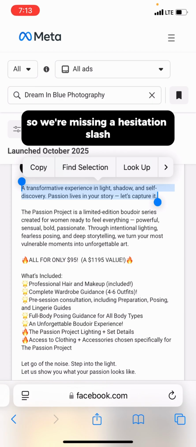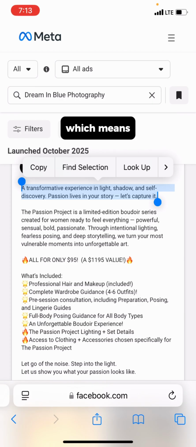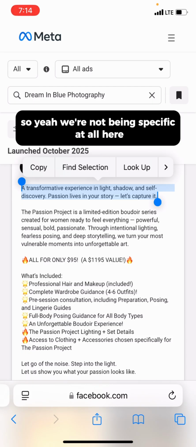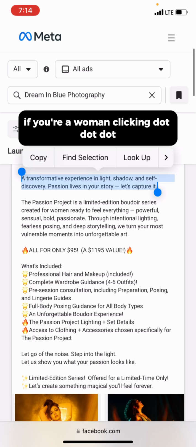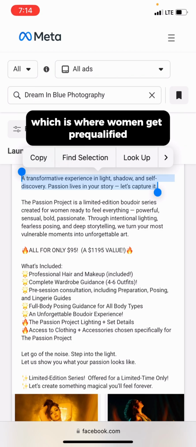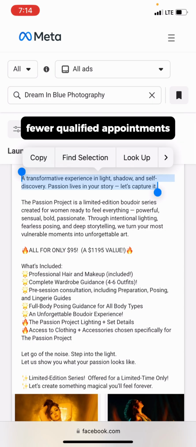So we're missing a hesitation / roadblock here. We ain't got one, which means we're missing the triangle of mental tension. This is the super specificity. So we're missing the negative, positive, hesitation / roadblock, the triangle of mental tension. So yeah, we're not being specific at all here. And as a result, got more women scrolling on by, fewer women clicking see more to open our full ad copy, fewer women consuming our full ad copy, which is where women get pre-qualified. So we're having fewer pre-qualified women, resulting in fewer qualified leads, fewer qualified appointments.